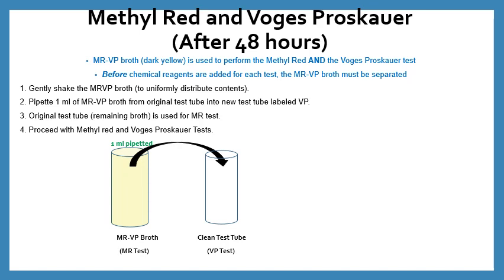So after you have inoculated the MRVP broth and they have been incubated for 48 hours and allowed to grow, the next step would be to pipette 1 milliliter of the original MRVP broth into a new clean test tube labeled VP. The original test tube, after the pipetting has occurred, will now be used for your methyl red test. The new clean test tube labeled VP will be used for the VP test.